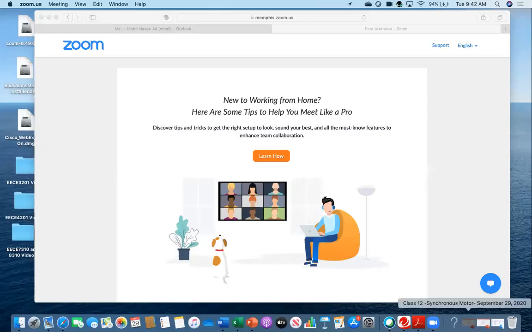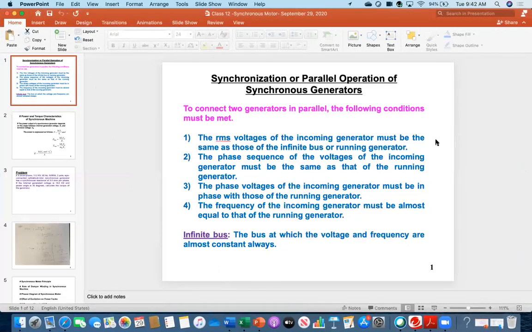Okay, let's get started. Let me share my screen. Everybody, can you see my screen? Yes, sir. The title is Synchronization or Parallel Operation of Synchronous Generators.